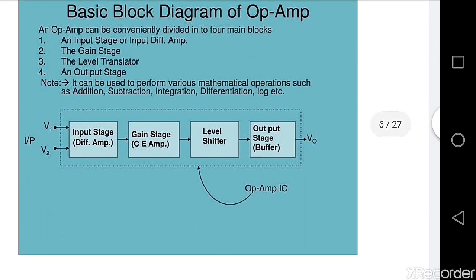Here we see the basic block diagram of an op-amp. Here V1 and V2 are the inputs. They go to the input stage. Next the gain stage, level shifter. Next the output stage. Finally VO is the output voltage.